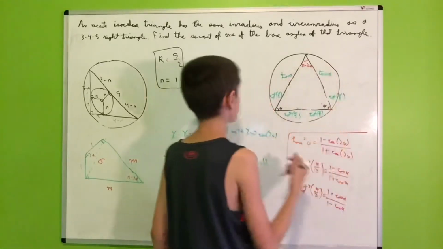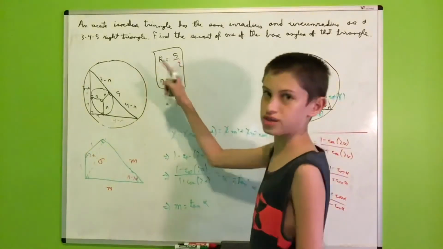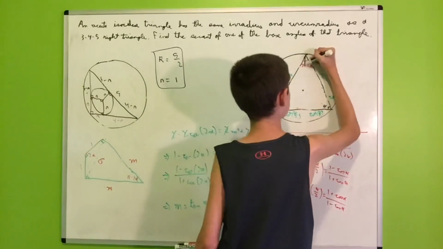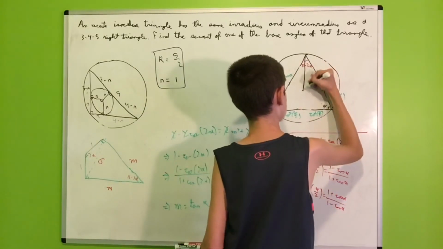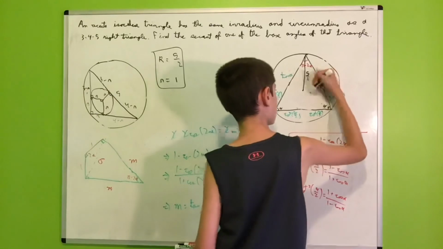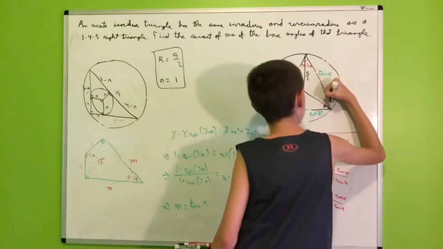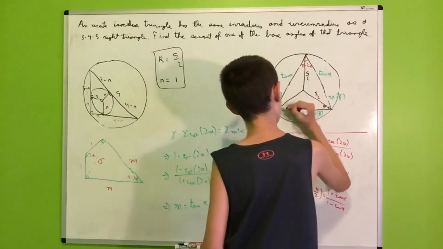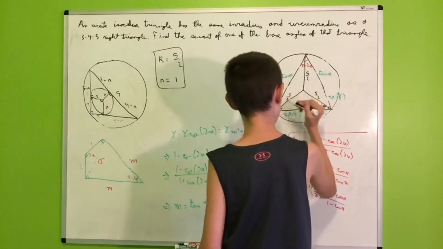We know that the circumradius is simply 5 halves. So let's draw this thing in like this, 5 halves and 5 halves.